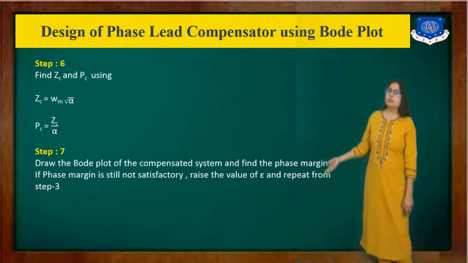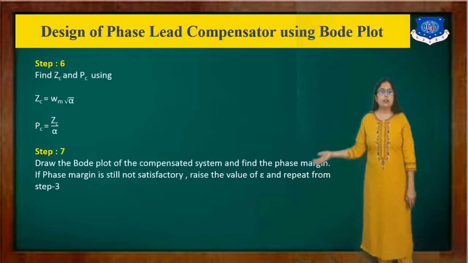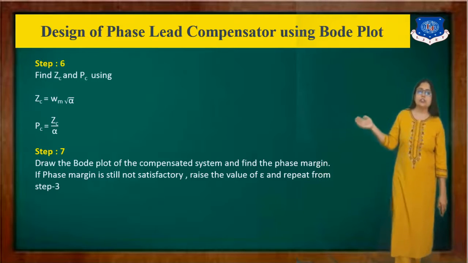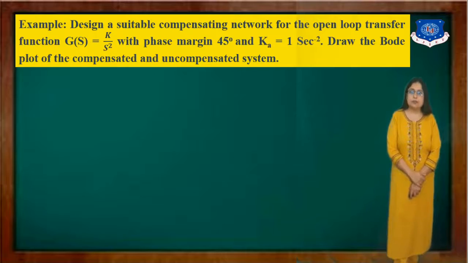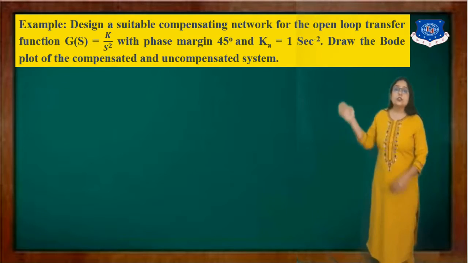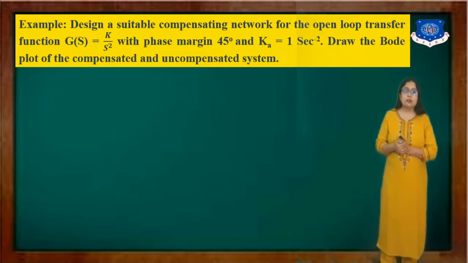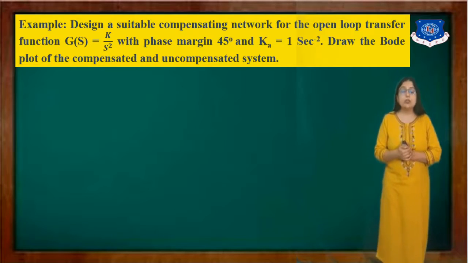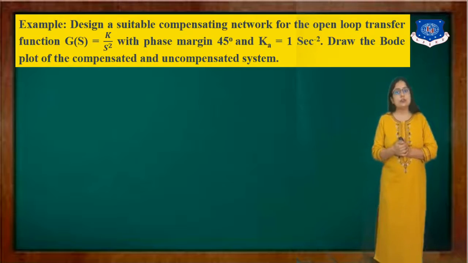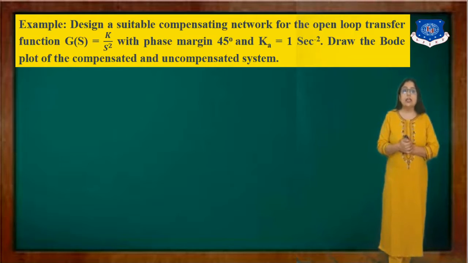So this is all about the steps that you have to follow while you design your lead compensator using the Bode plot. Now based on this we will discuss one example: design a suitable compensating network for the open loop function G(s) = K/s², with the phase margin equal to 45 degrees and Ka.